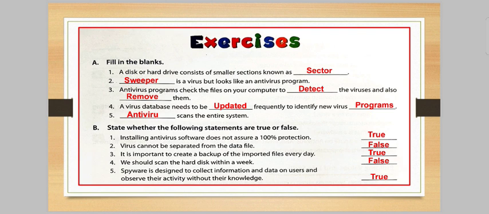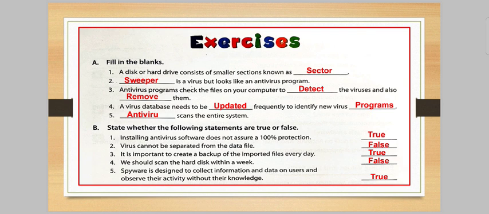Next, antivirus scans the entire system. So these are the fill in the blanks from this chapter. Now next is true or false. Installing antivirus does not assure 100% protection.